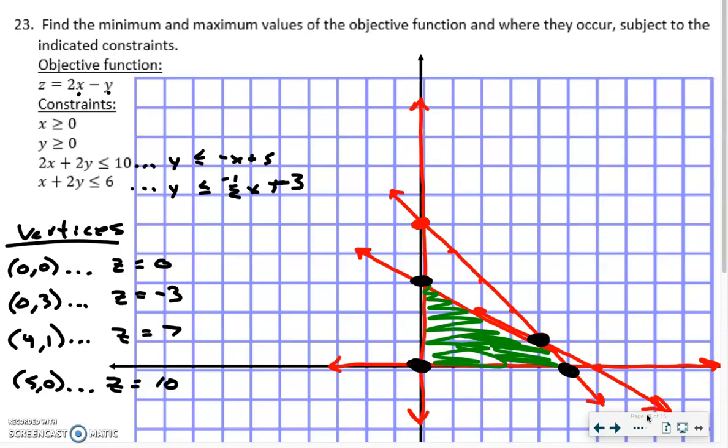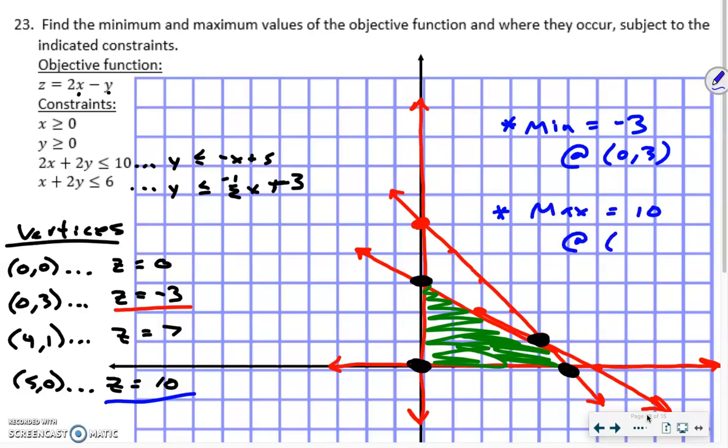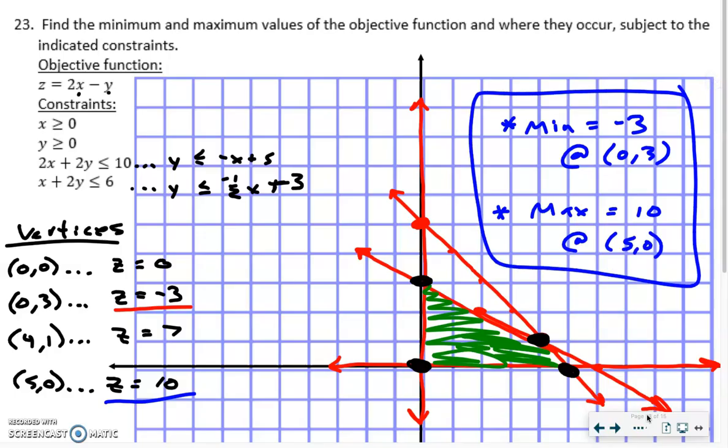Our job on number 23 was to find the minimum and the maximum of the objective function. So what's the minimum, please? 0, negative 3, 7, 10. Which one's the smallest? Negative 3 is going to be the smallest, right? So my minimum is equal to negative 3, but it's also important that we know where that's happening. That's happening at 0, 3. What about the maximum? Largest value was 10. So my maximum is going to be 10. And where does that happen, please? At 5, 0. Kind of blends in, sorry, but you get the idea, I hope.